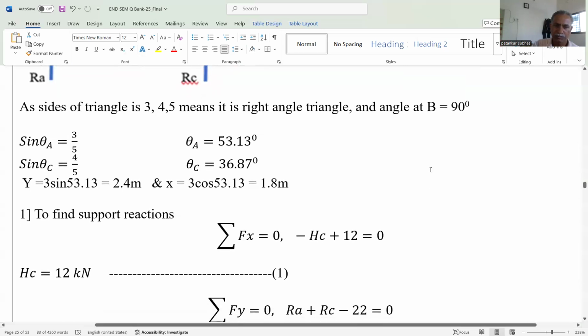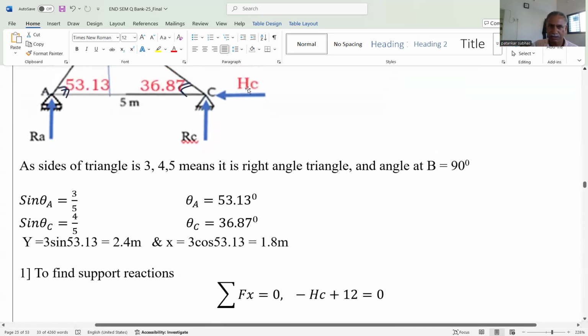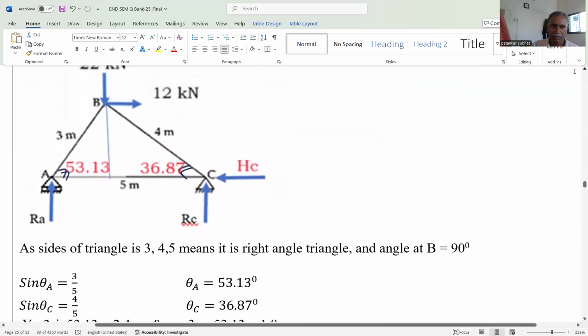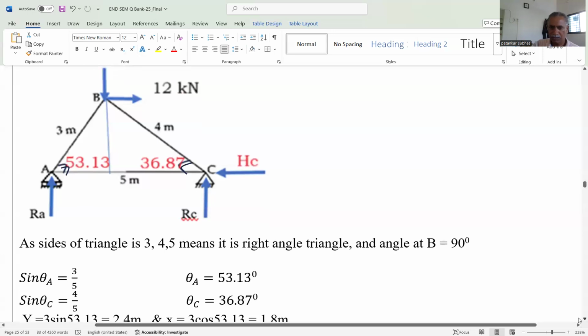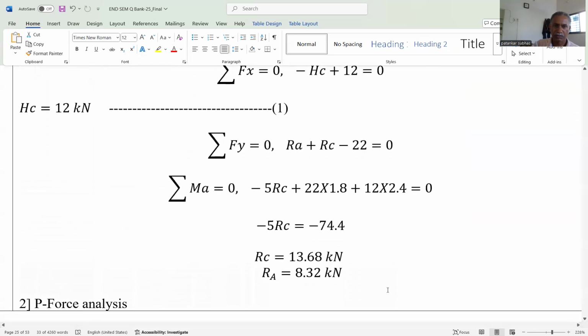Then step number 2, we can find out the support reactions. So summation Fx is equal to 0. In x direction, HA is there and external load is also there. It is 12 kilonewton. So HC is equal to 12 kilonewton. Then summation Fy is equal to 0. RA plus RC is equal to minus 22. And then we can take the moment at point A. We get the value of RC. Put this value of RC in equation number 1. We get the value of RA. So similarly, RA is equal to 8.32 and RC is equal to 13.68.